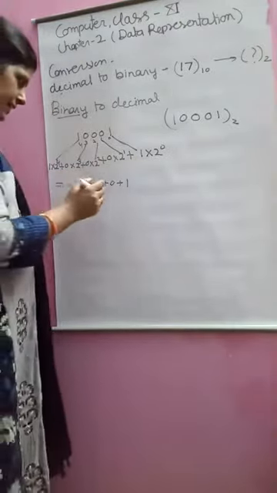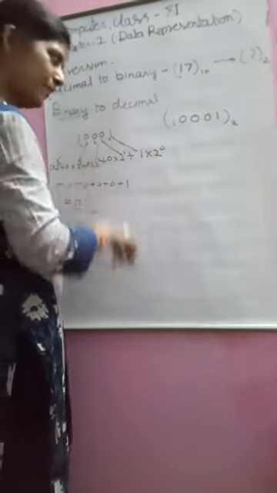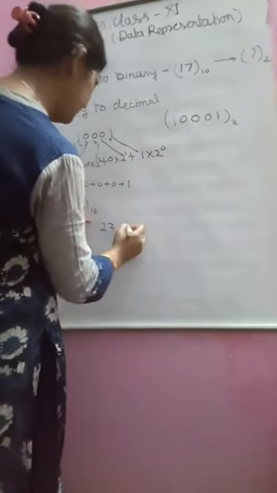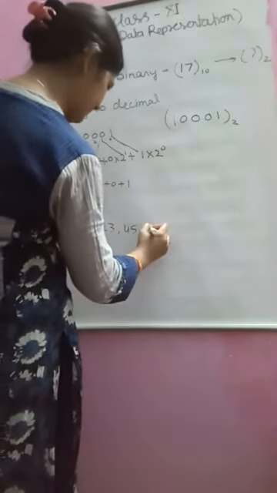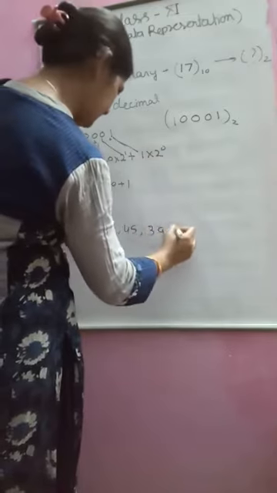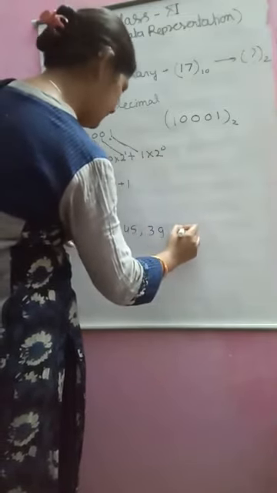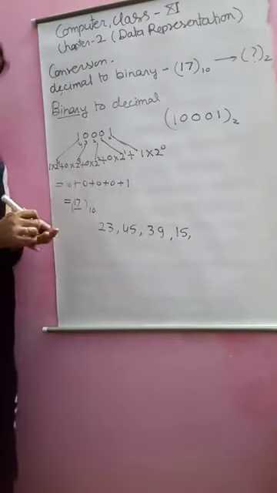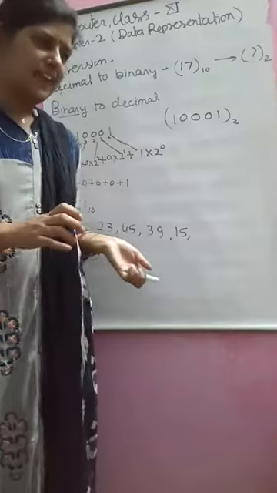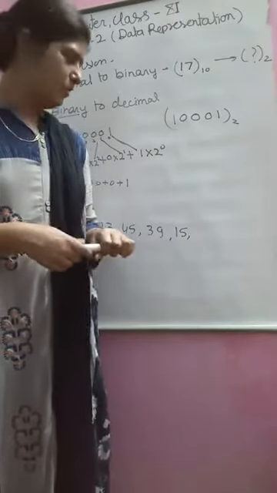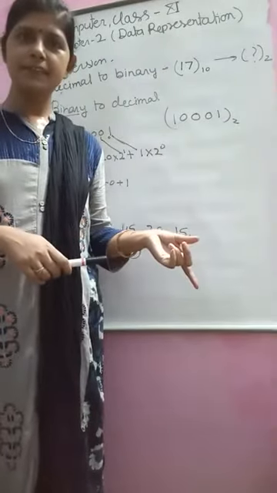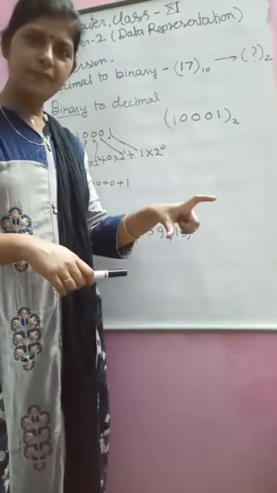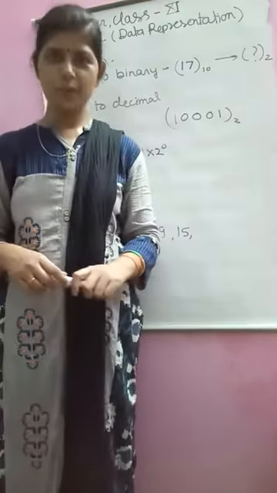Okay. Now I am giving you some homework. Convert the numbers 23, 45, 39, and 15 to binary. Complete this and send it to me through the app. You have the link. Do this conversion, click a photo, and send me the photo. Okay, thank you.